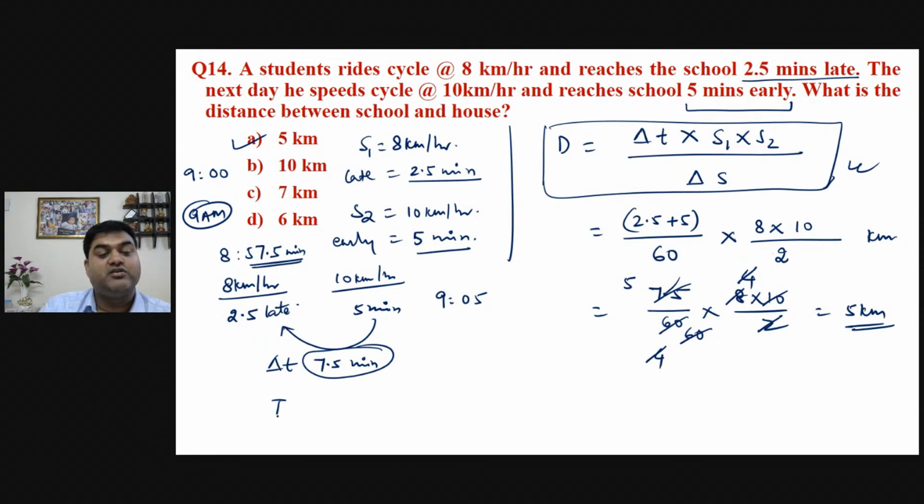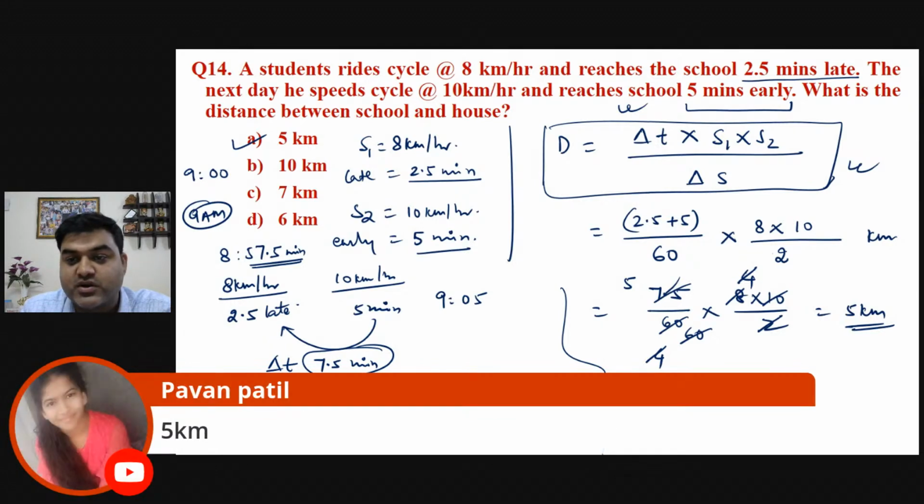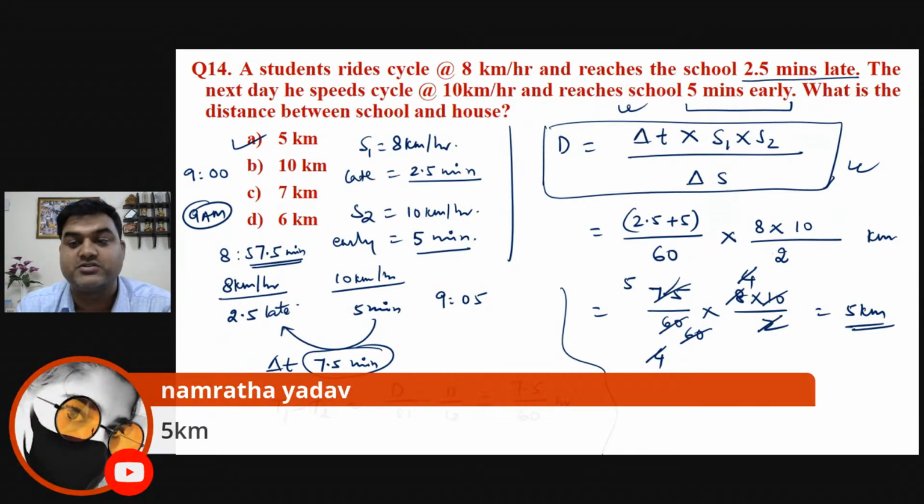So delta T, T1 minus T2, is equal to D by S1 minus D by S2, which is going to be 7.5 minutes. That can be changed into hours by dividing by 60, and then if you do, you will get the answer, right? Similarly, having this formula known, this seems to be a little easier, right? So everybody has now got 5 as the answer.